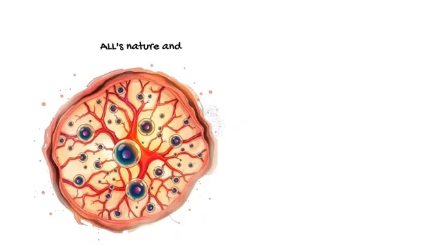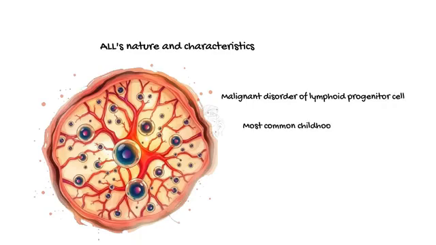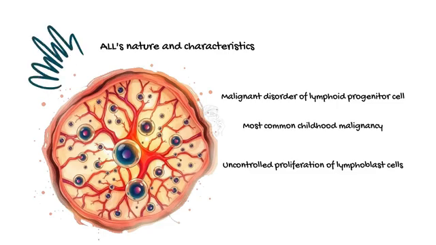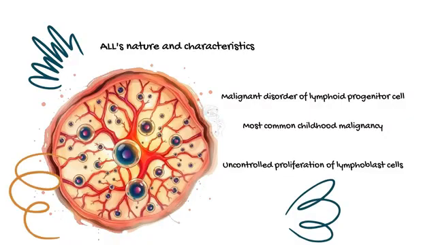Acute lymphoblastic leukemia is a malignant disorder of lymphoid progenitor cells. It is the most common childhood malignancy, but it can also occur in adults. It's characterized by uncontrolled proliferation of lymphoblasts in the bone marrow, leading to bone marrow failure and infiltration of various organs.